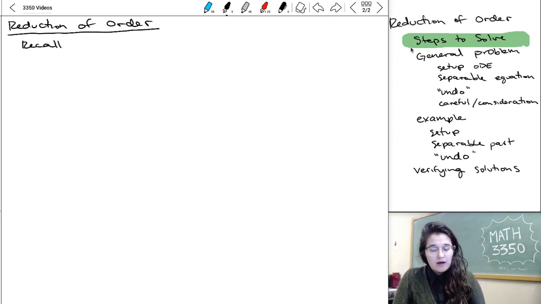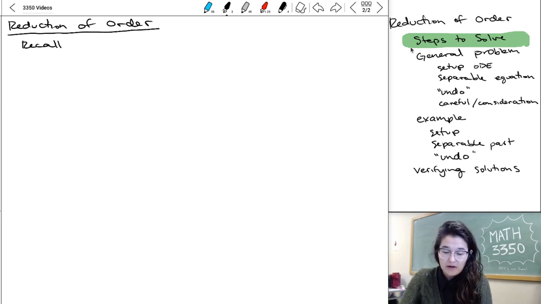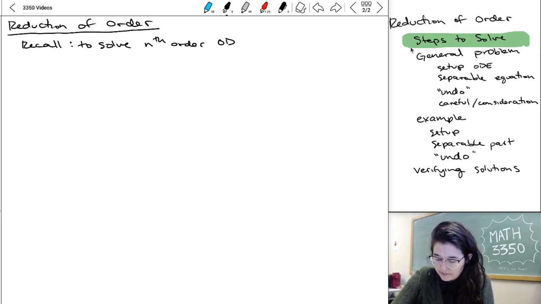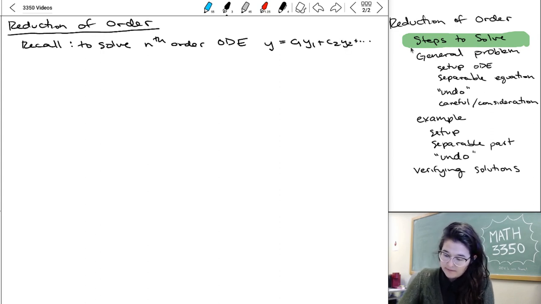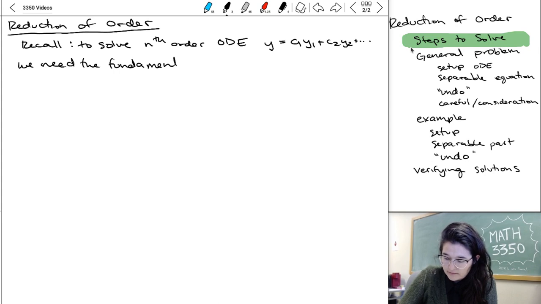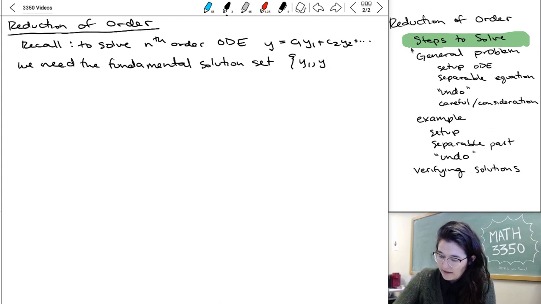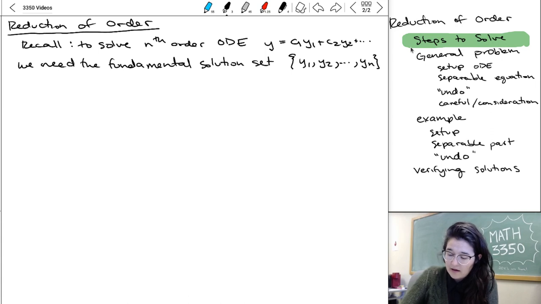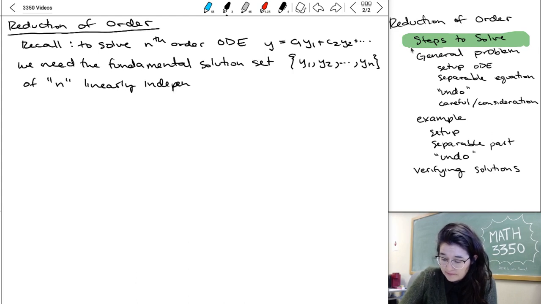So, I want you to remember that to solve an nth order ODE, and find that y equals c1 y1 plus c2 y2, and so on and so forth, we need the fundamental solution set, given by y1, y2, and so on until yn, of n linearly independent solutions to the ODE.